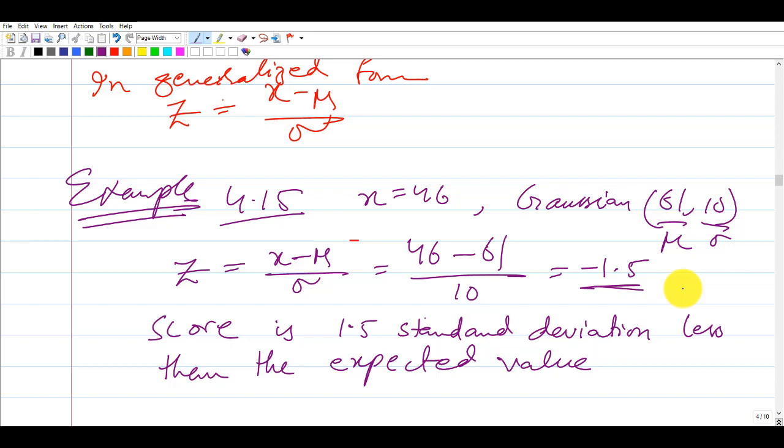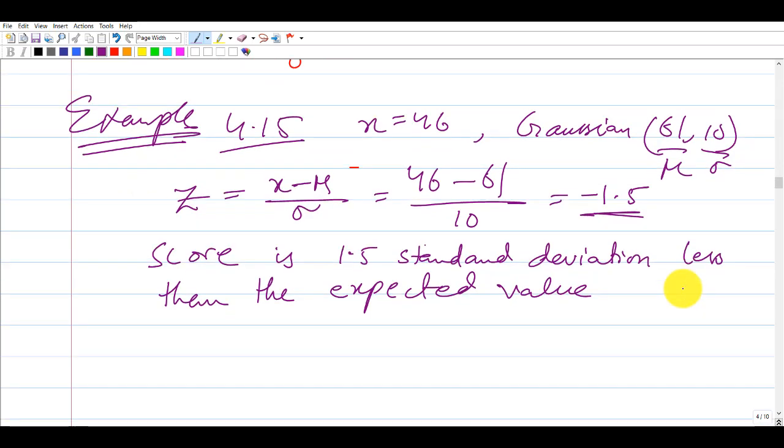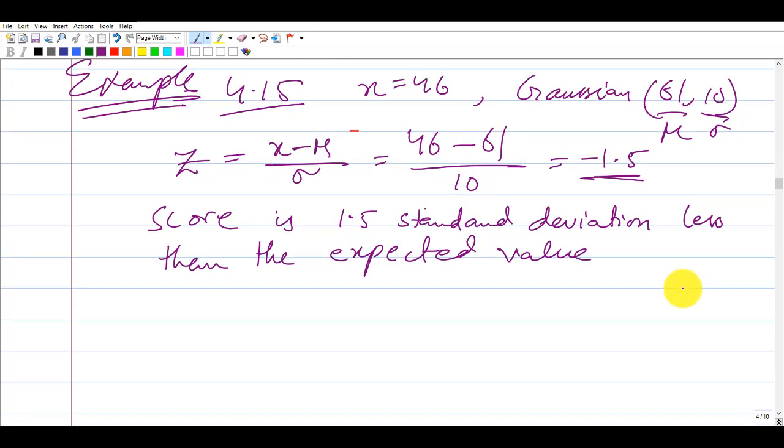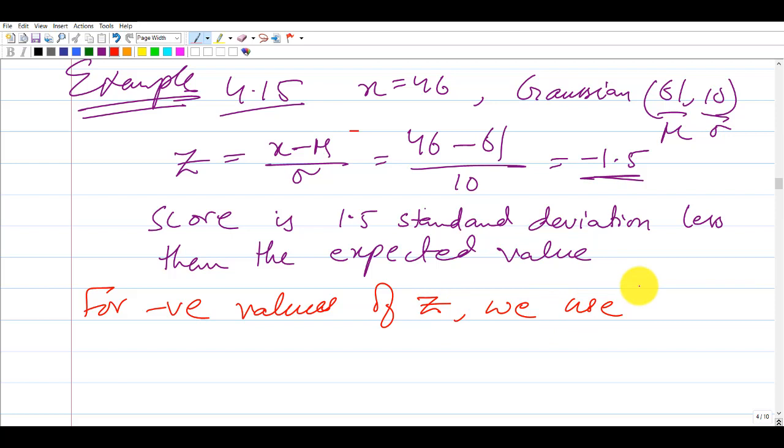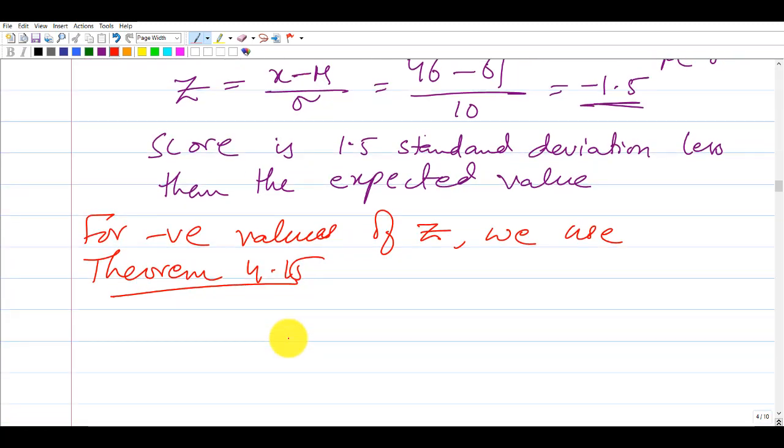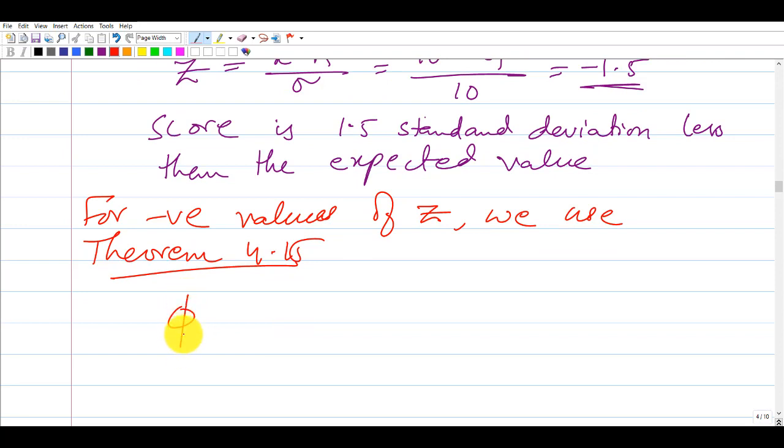So for the negative values of z, we use the next theorem, which is theorem 4.15. So theorem 4.15 says that phi of minus z is 1 minus phi of z, because the table is not available for the negative values of z.